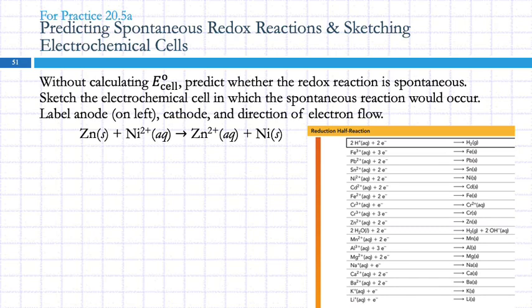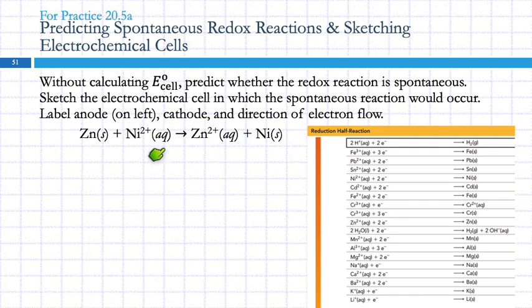Okay, so this one's a little bit tricky because they've cut off the cell potentials over here. These are all reduction half reactions. And so if we take one of these in the forward direction and add anything below in the reverse direction, it will be a spontaneous reaction. So this is saying, sketch the electrochemical cell in which the spontaneous reaction would occur, label the anode, the cathode, and the direction of electron flow.